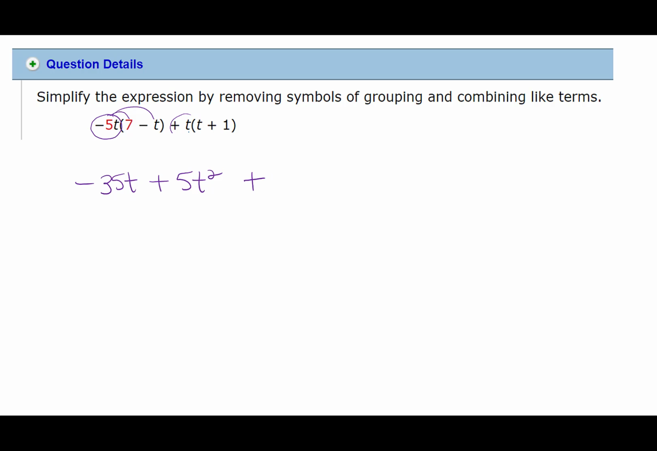Now we'll take this positive t and multiply it through. That would be t squared. We're just multiplying t times t, and so nothing changes with the coefficient. That's why it's just a t squared. And then t times 1 is plus t.